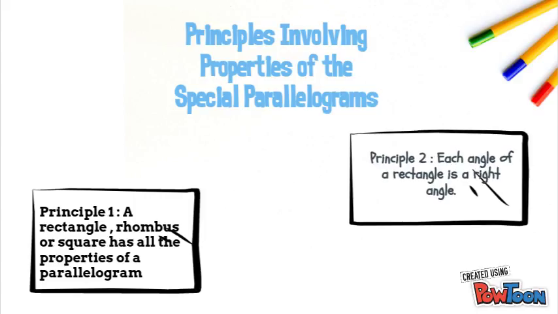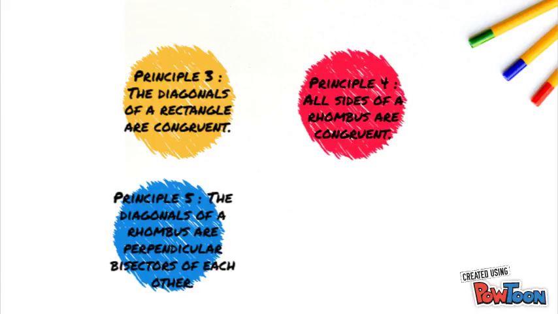Principle 1. A rectangle, rhombus or square has all the properties of a parallelogram. Principle 2. Each angle of a rectangle is a right angle. Principle 3. The diagonals of a rectangle are congruent.